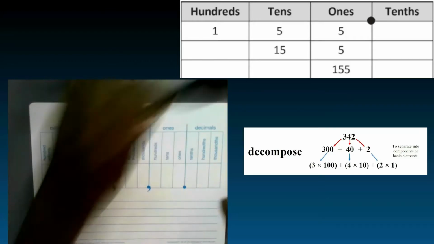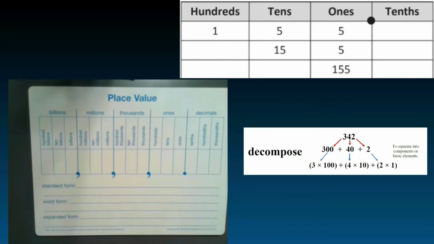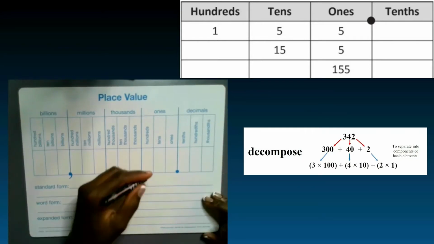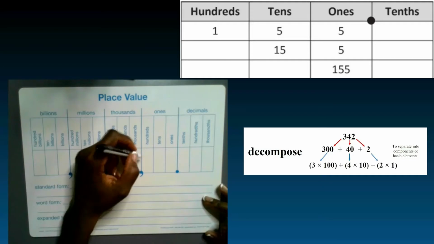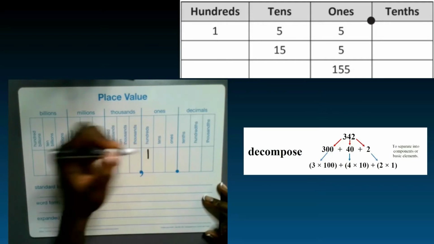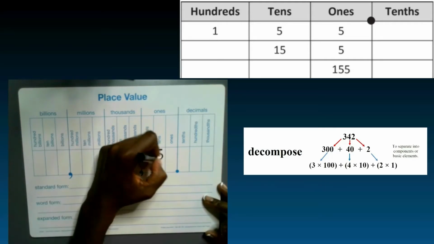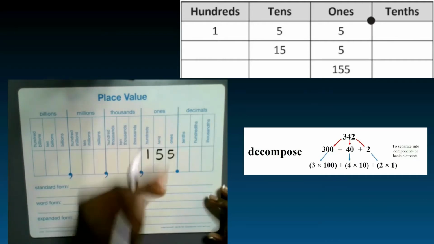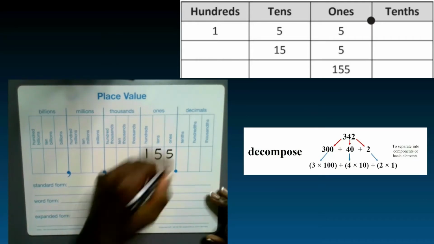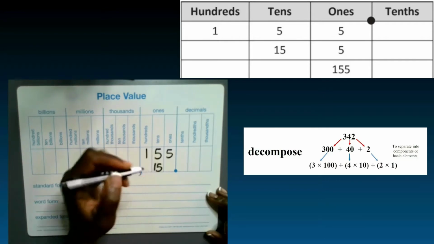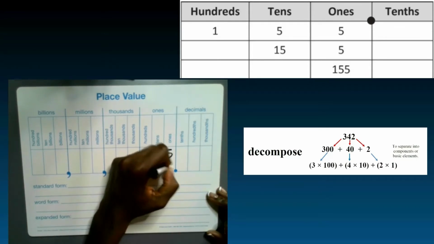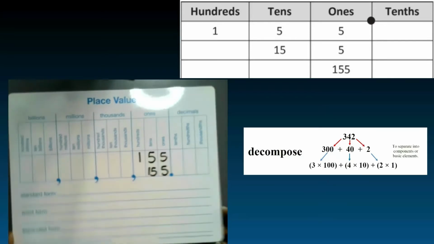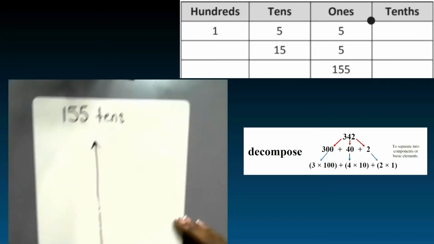I'm first starting by, just so we understand what's happening here, I'm placing this number. When I decomposed it, well, when I started, I had 1 in the hundreds place, 5 in the tens, and 5 ones. But when I decomposed it, I ended up with 15 tens, which is the same thing as 150, and 5 ones. So let's take that information and put it on a vertical number line.